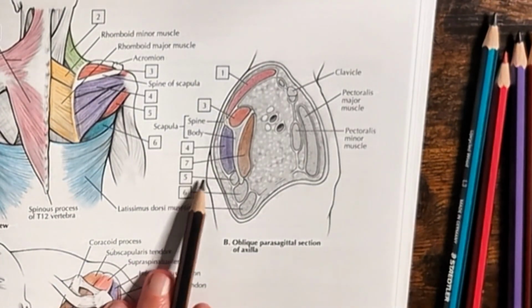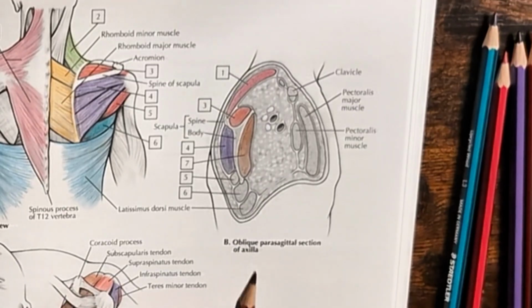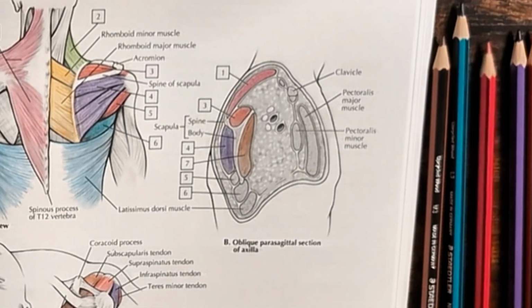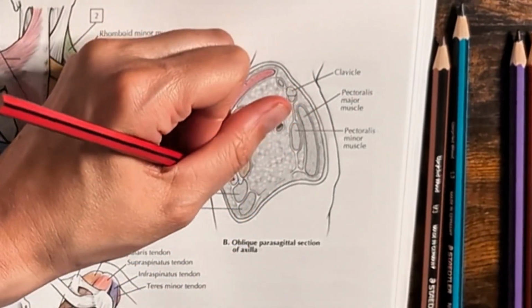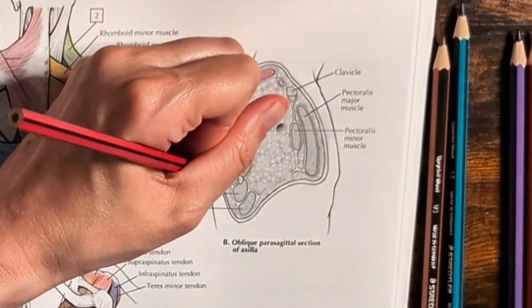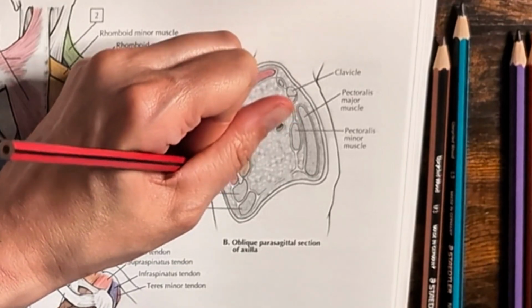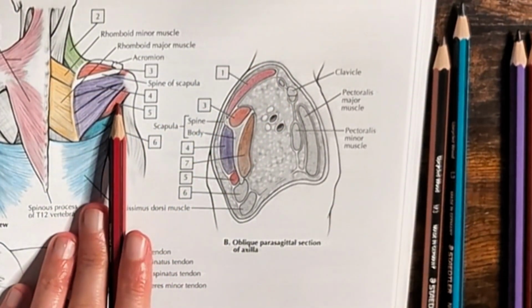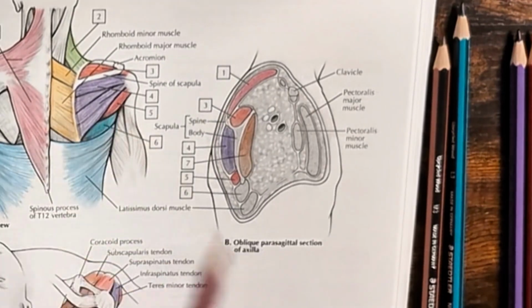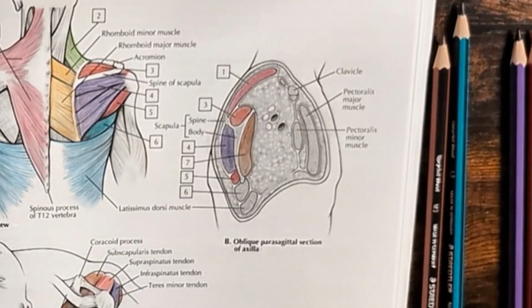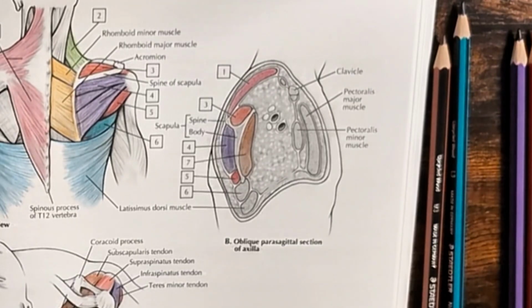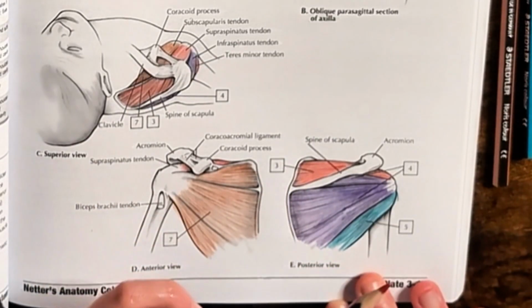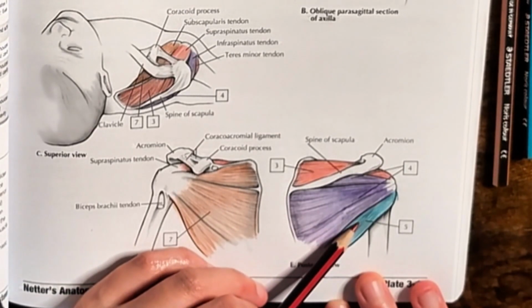Our number 5 is teres minor, which is red. So our teres minor is there. Oh, I just realized I colored teres minor in wrong over here. I used the teres major color. That's my mistake.